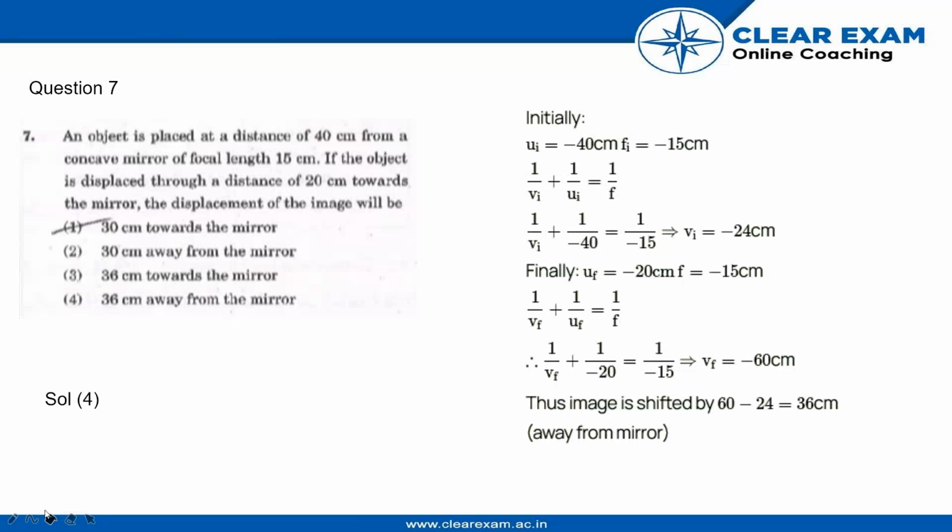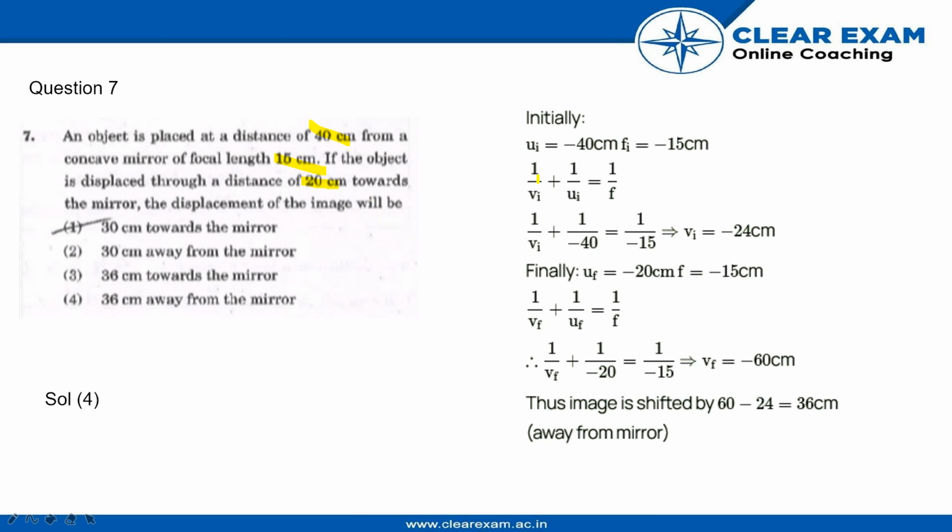NEET 2018 Set H question number 7. An object is placed at a distance of 40 centimeters from a concave mirror of focal length 15 centimeters. If the object is moved through a distance of 12 centimeters towards the mirror, the displacement of the image will be.